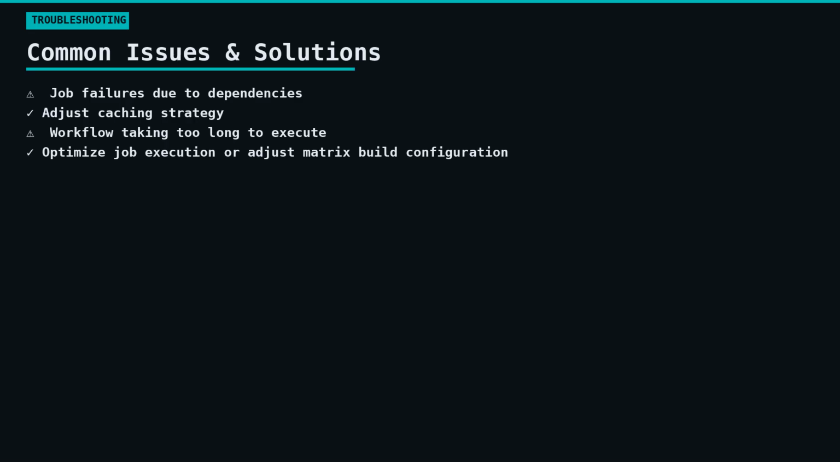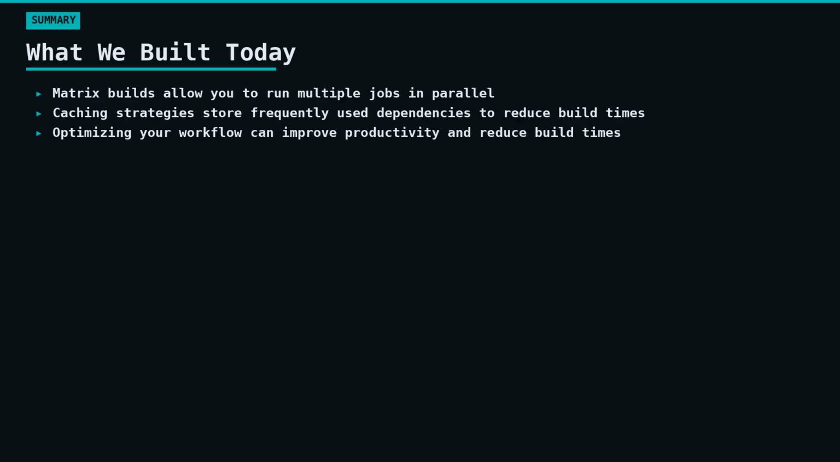If your workflow is taking too long to execute, you may need to optimize your job execution or adjust your matrix build configuration. In this tutorial, we've learned how to use GitHub Actions matrix builds and caching strategies to optimize our workflow. We've seen how to create a new workflow, configure the matrix build and caching strategy, and verify that our workflow is working as expected. By applying these concepts to your own projects, you can reduce build times, improve test coverage, and increase productivity.